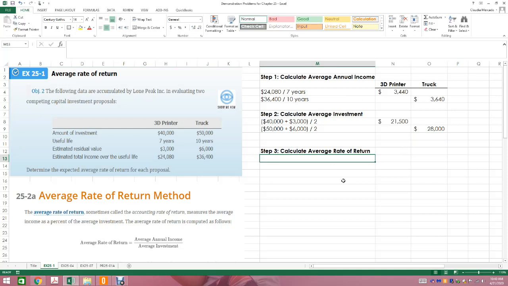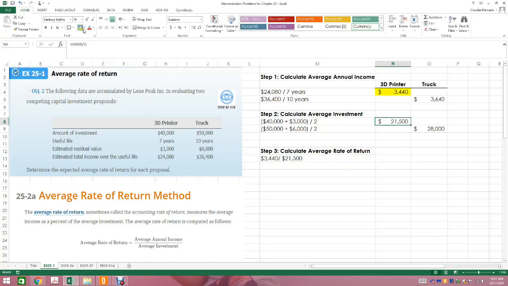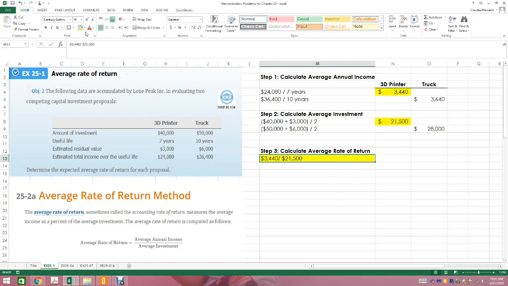Now that I have that, I can calculate my average rate of return. Your average rate of return is your average annual income divided by your average investment. So let's do the printer first, okay? My average income for the printer is $3,440, which is what we're getting from here. And I'm going to divide by my average investment of $21,500. So these are the numbers that I'm picking up from down here, okay?